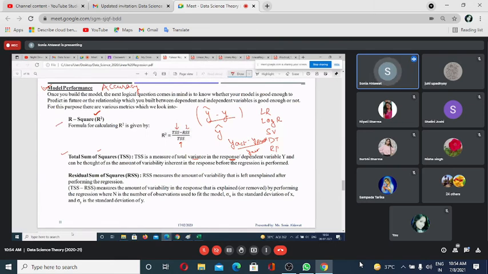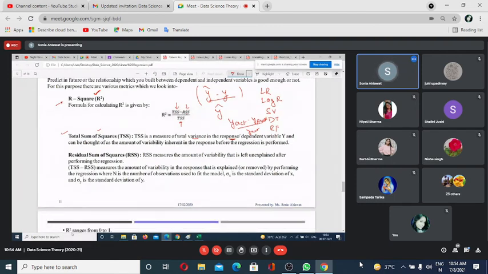So my R2 error is this much. It says the second point is basically TSS minus RSS. RSS measures the amount of variability that is left unexplained after performing the regression. That means Y actual minus Y prediction. So this is what we have done here.